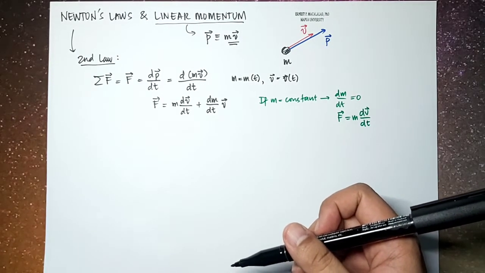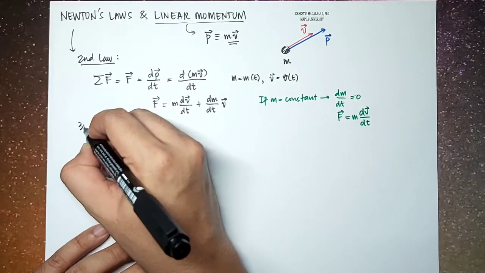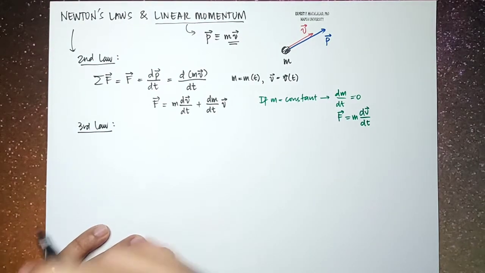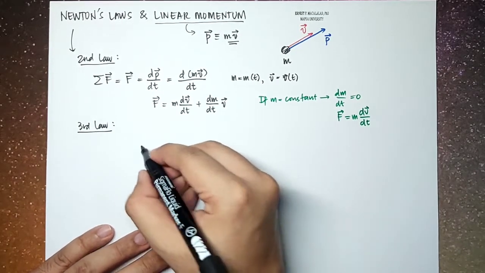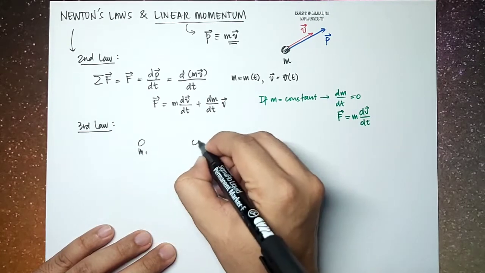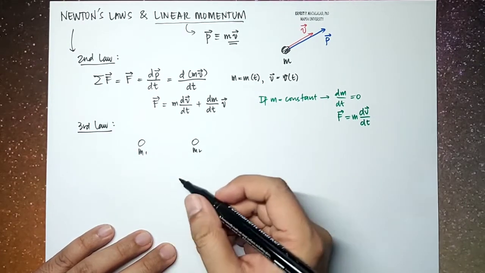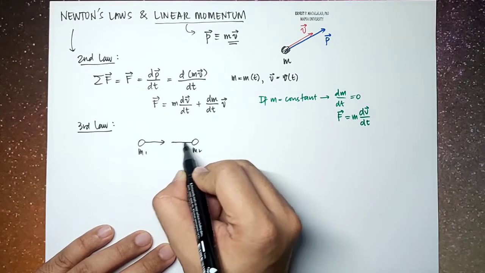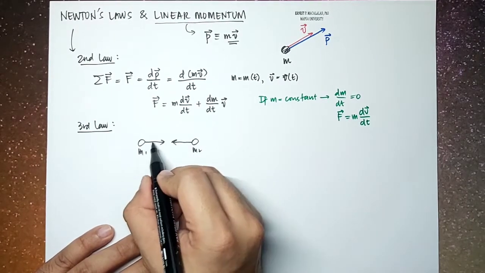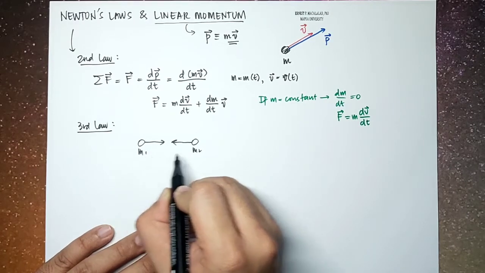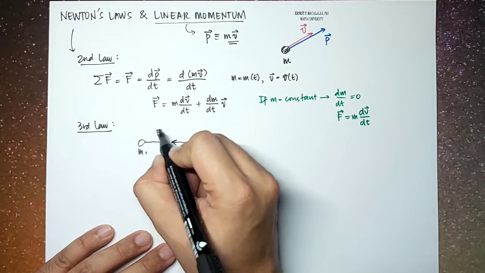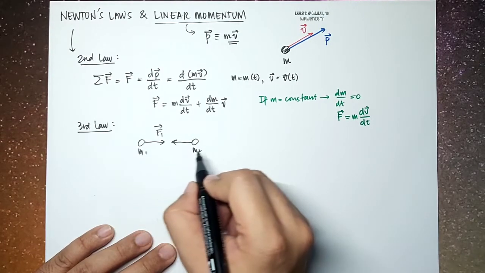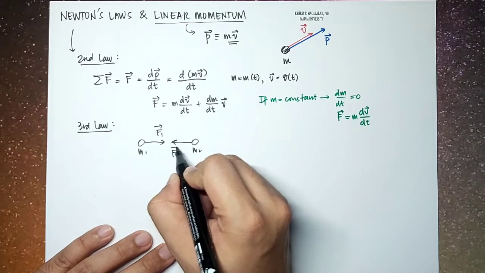Now, consider the third law of motion. Let's say we now have two mutually interacting particles of masses m1 and m2. And let's say, for example, the forces are attractive in nature. So this force is exerted on m1 by m2, let's call this F1. And this force is exerted by m1 on m2, let's call this F2.